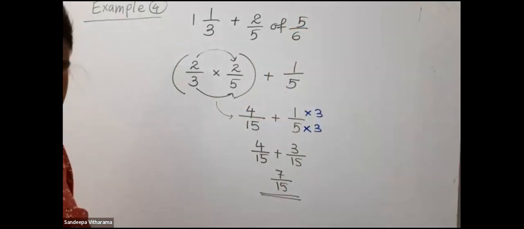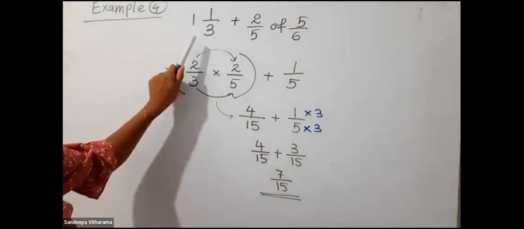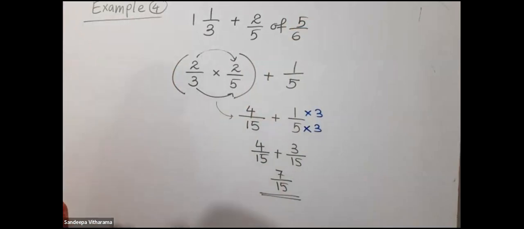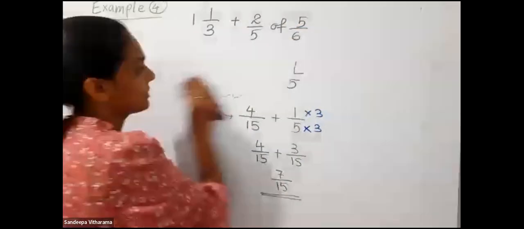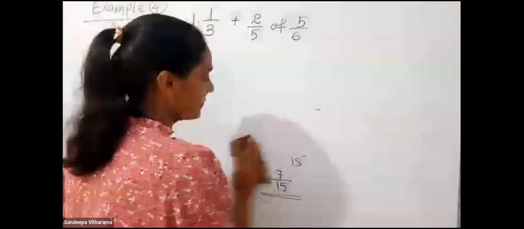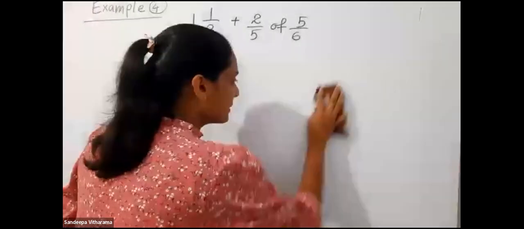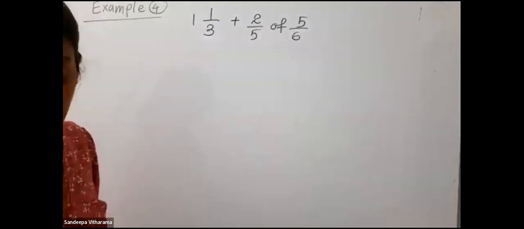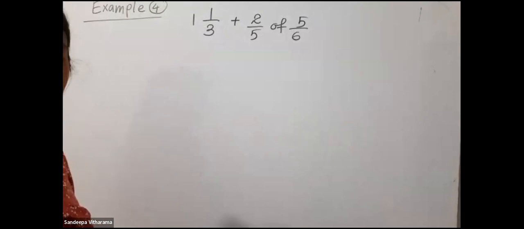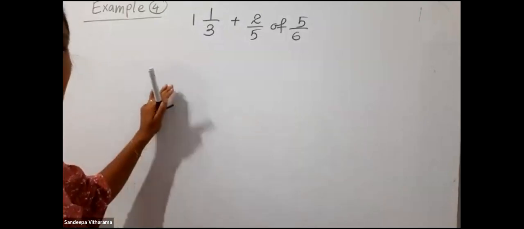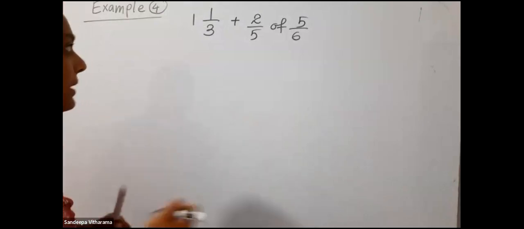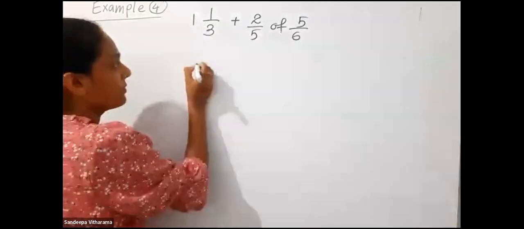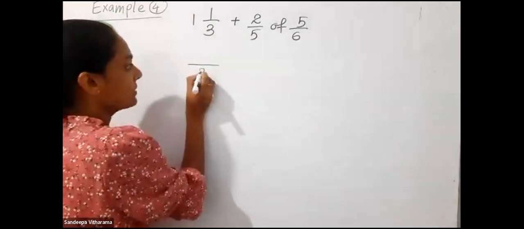Now here you can see there is a mixed number in the beginning of the question. When you have a mixed number in the beginning of the question, before you apply the operations, you have to convert the mixed number into an improper fraction. Okay, look at how we convert to an improper fraction.